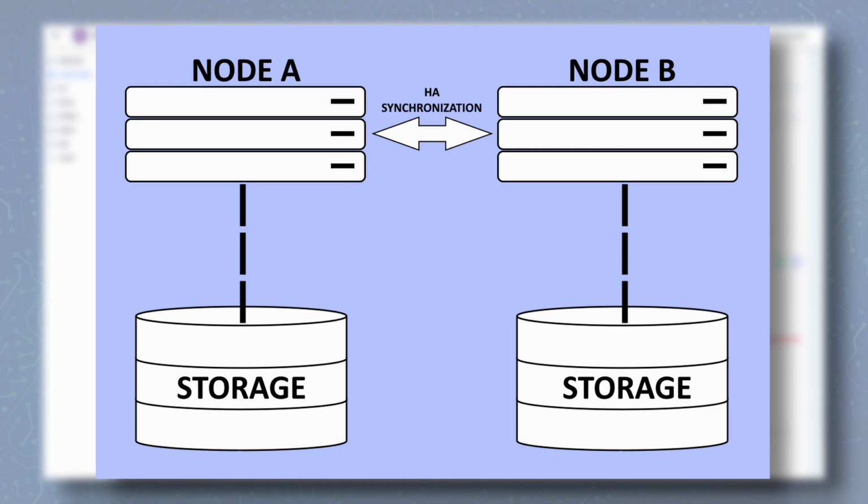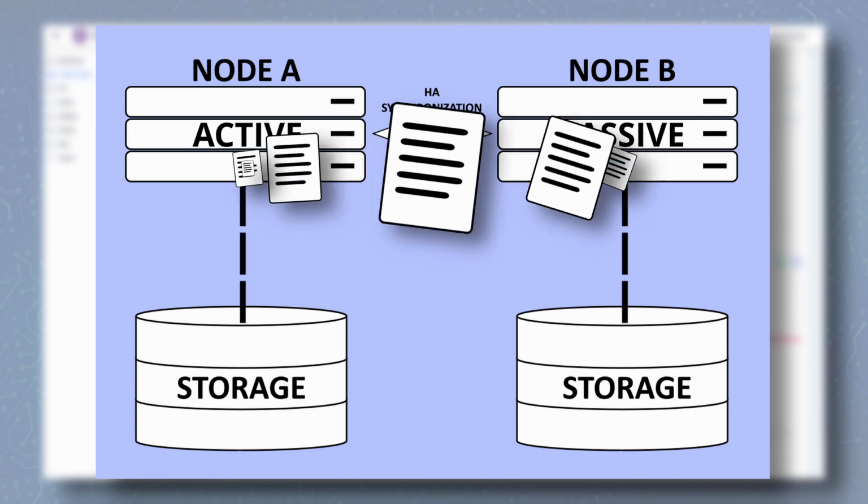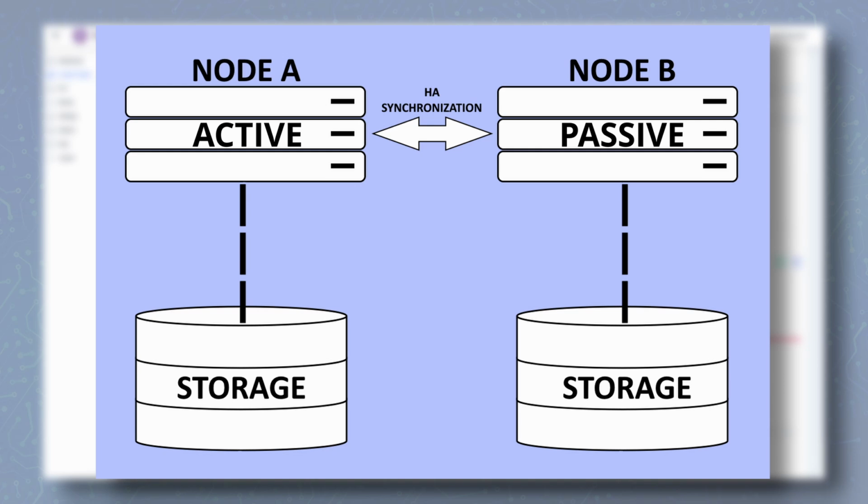For each service in the cluster, one node is set to active and the other is set to passive. Active services can be run on either node. Data is replicated between nodes by a HA synchronization process from the active node to the passive node, where the active node is the one serving out the pool to clients.